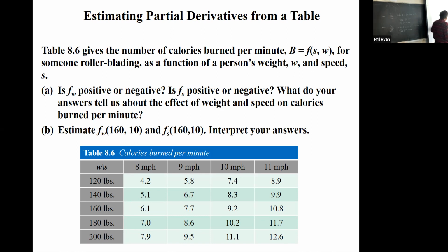And we see that from the table. As we increase speed, we see that we're burning more calories. As the person becomes heavier, they're also burning more calories. Okay, so that's an initial thing. And we know what the units are. They're calories per minute per mile per hour, and calories per minute per pound. The calories per minute per mile per hour tells you, as you go faster and faster, how many more additional calories you're going to be burning per minute. And calories per minute per pound tells us how many additional calories per minute you're going to burn as the weight of the person increases.